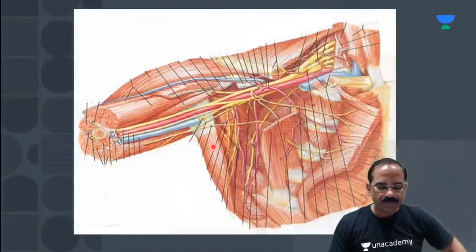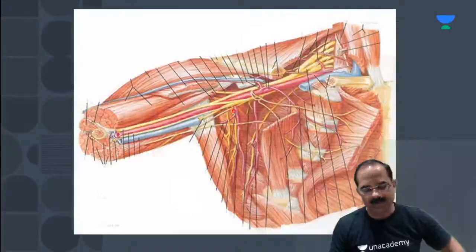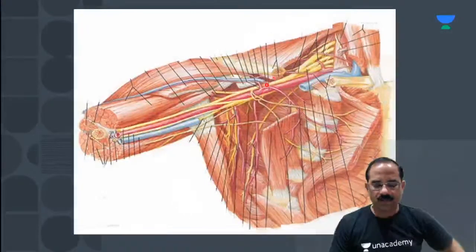Clear? Now, what is this artery here? That's the axillary artery. And what is this here? That's the brachial plexus. That is what comes into the axilla. So what are the contents of the axilla? The axillary artery and the brachial plexus.